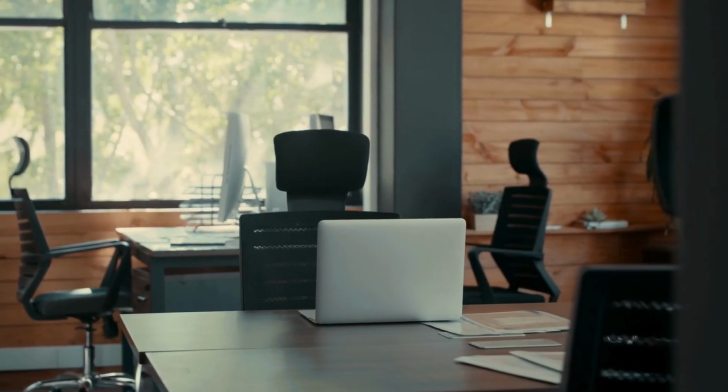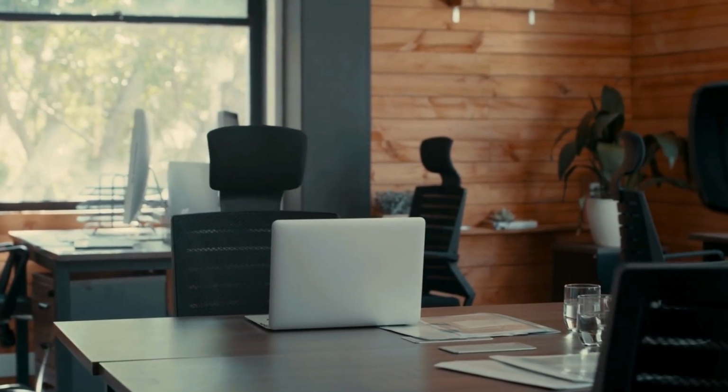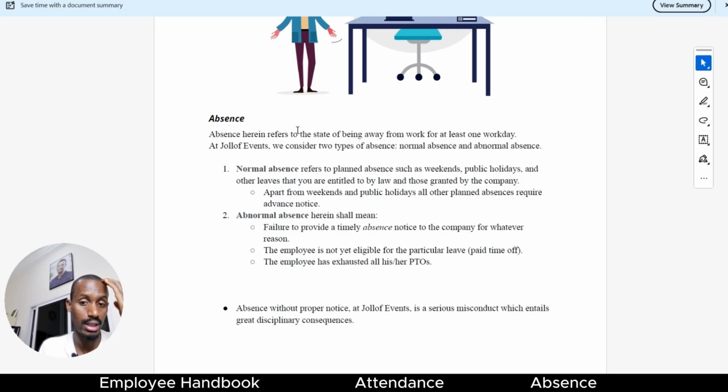Absence here means the state of being away from work for at least one work day. One work day you are not at work. At Jollof events, we consider two types of absence: normal absence and abnormal absence. Normal absence refers to planned absence. Everybody knows that on your weekends you are off. Nobody sees you on a Sunday and says, where's Mukhtar? Mukhtar doesn't come on Sundays. This is a normal absence.